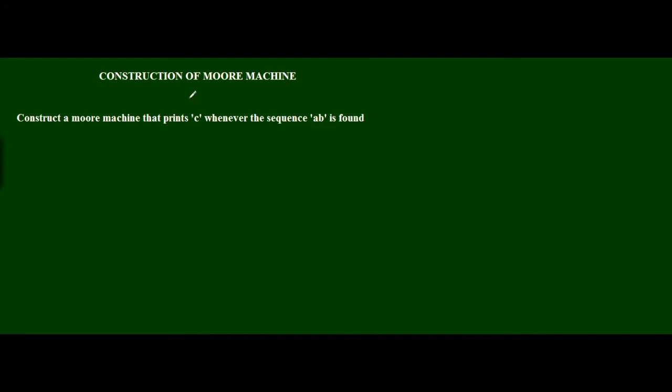In this lecture I am going to explain how to construct a Moore machine, and the question is written over here. Construct a Moore machine that prints C whenever the sequence AB is found. As with a DFA, I am going to draw a transition diagram. Let me take 3 states.